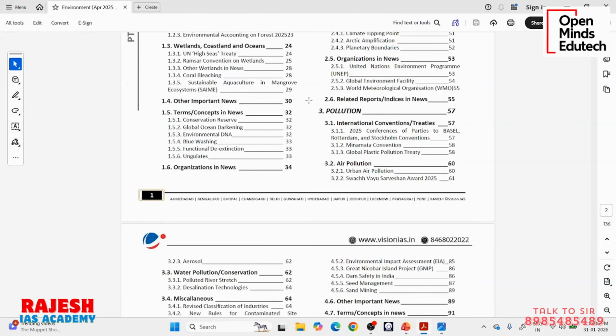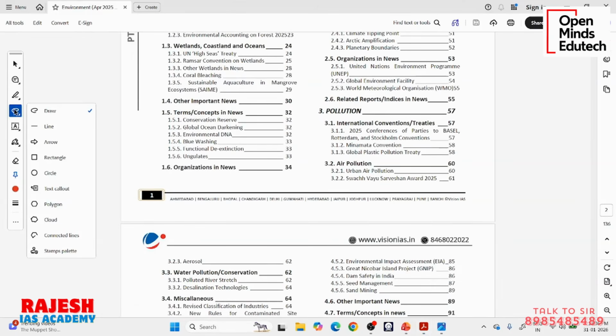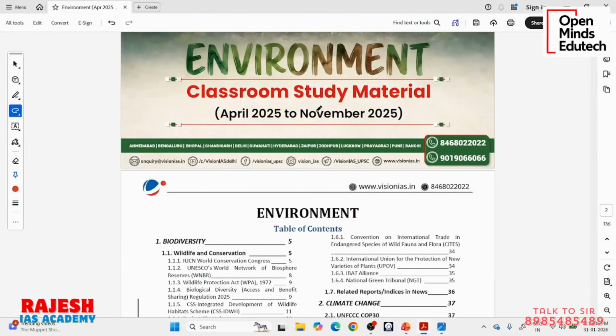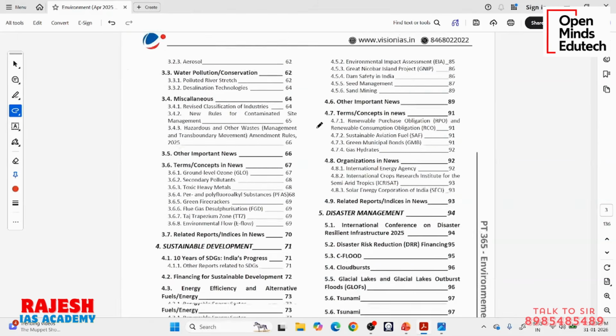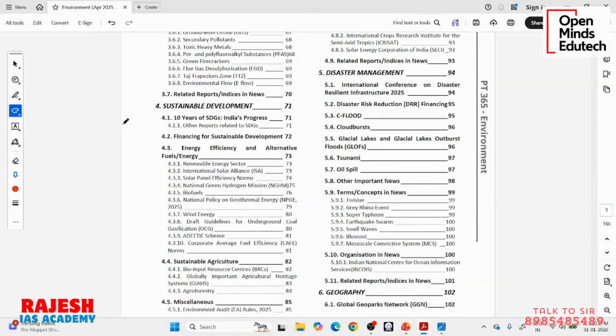Then you can see here pollution, section 3. So one is biodiversity, second is climate change, third is pollution, fourth is sustainable development. I will explain why this structure is designed this way. Then comes the fifth, disaster management. See, environment is in UPSC mains GS3 paper. There is no particular syllabus for prelims. Even though officially UPSC has given a syllabus for prelims, it is actually covering everything.